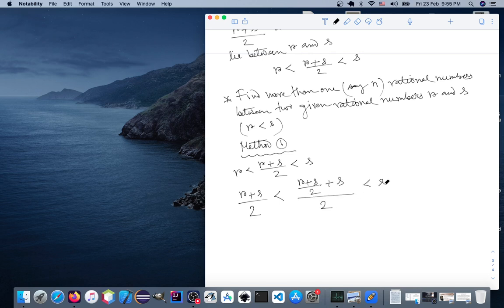Right? I hope this is clear to you. So (R+S)/2 is a rational number between R and S. So (R+S)/2 is less than S. To find another rational number, I want to find another rational number between (R+S)/2 and S. So I'm applying the same result. I'm adding (R+S)/2 and S and dividing by 2. So we are getting another rational number which is between (R+S)/2 and S.